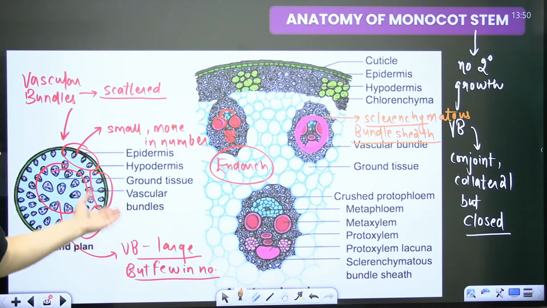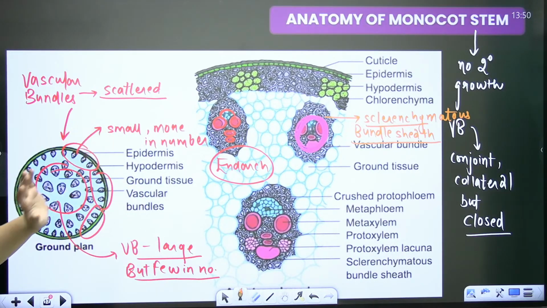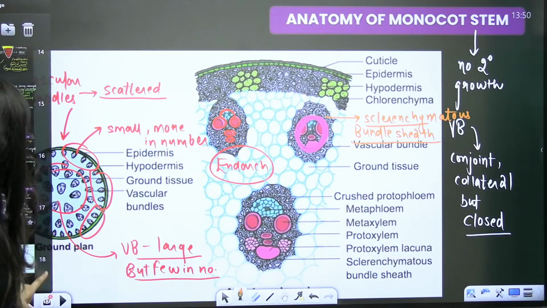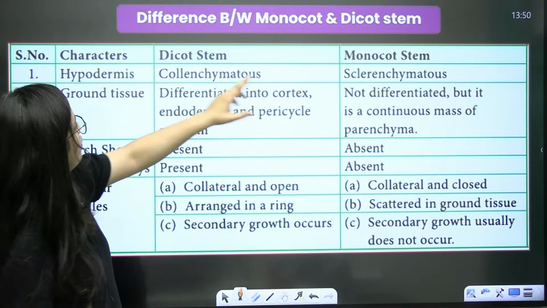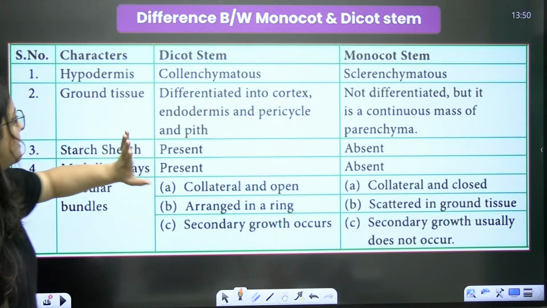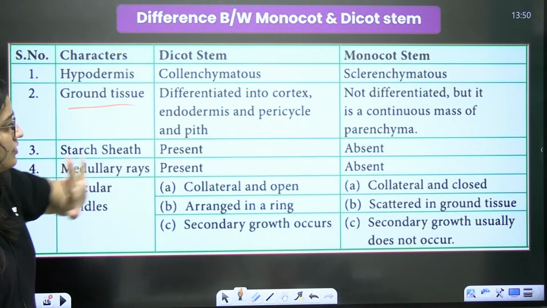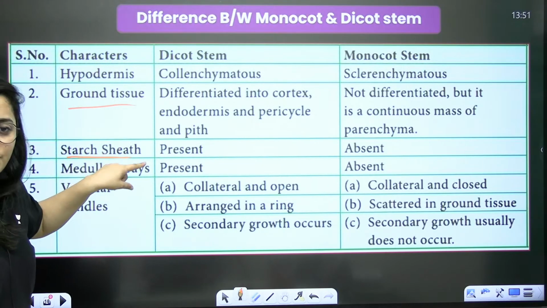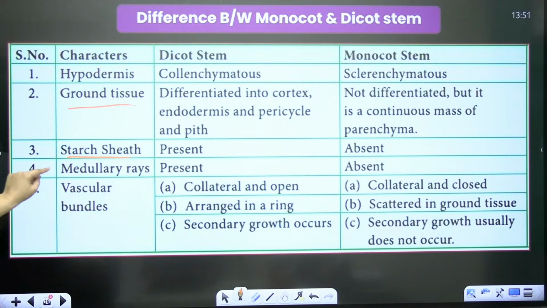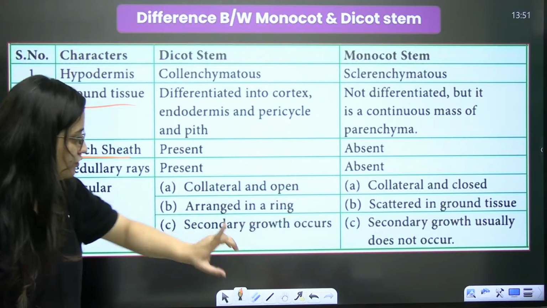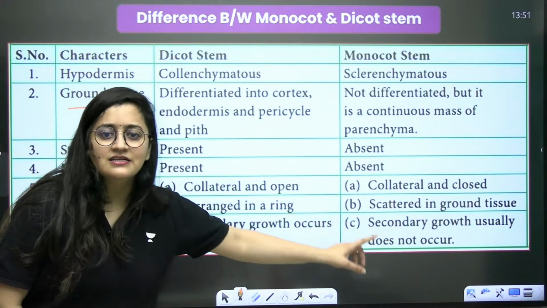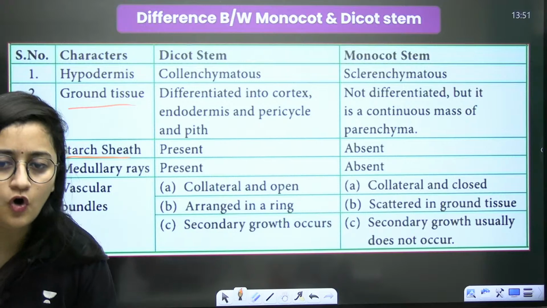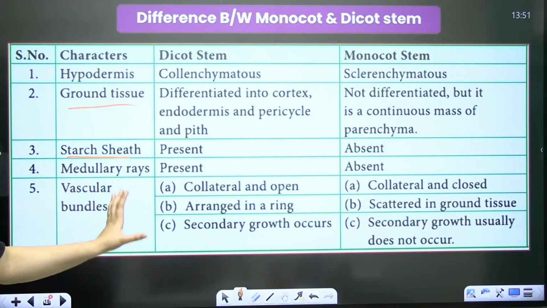Done, bache? So this is about the monocot stem. Here you can see the comparison as well. Dicot stem, monocot stem: hypodermis collenchymatous, sclerenchymatous; ground tissue differentiated, not differentiated; starch sheath means endodermis present, absent; medullary rays present, absent; vascular bundle collateral open, collateral closed; arranged in a ring, scattered; secondary growth occurs, secondary growth doesn't occur. That's all. So these tables are the most important thing here.